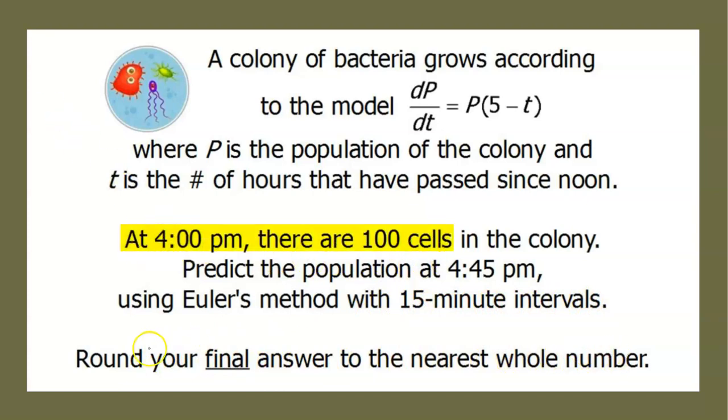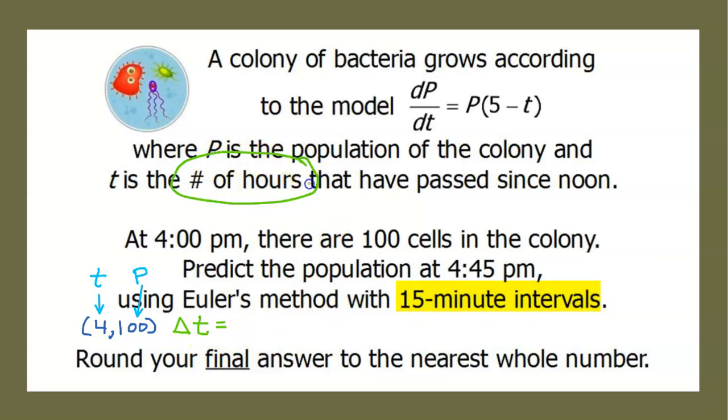This statement gives us the initial point (4, 100). For this problem, we are using t and p instead of x and y. So instead of delta x, we will talk about delta t. Delta t is given by this statement, but be careful, delta t is not 15. Time is being measured in hours. 15 minutes is a quarter of an hour, so delta t is 0.25.